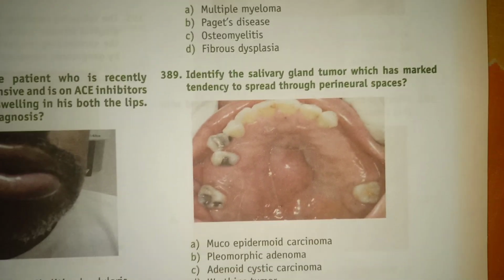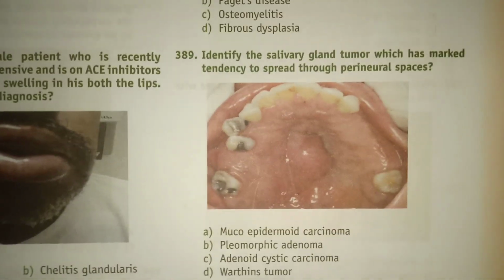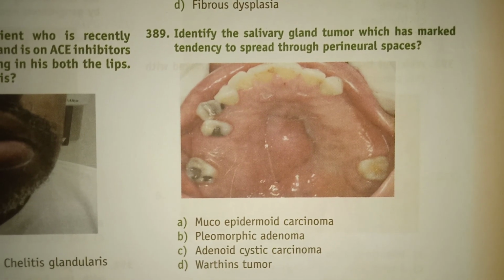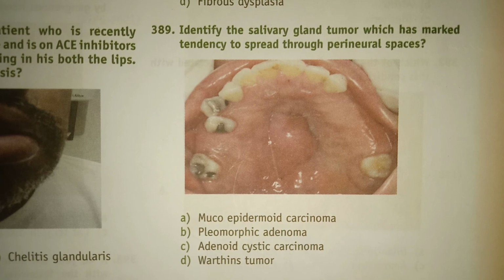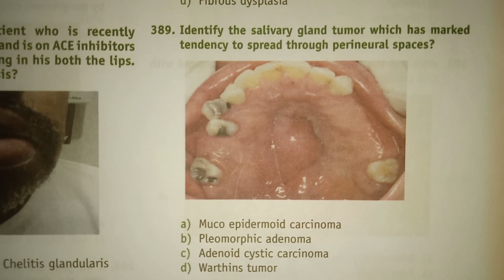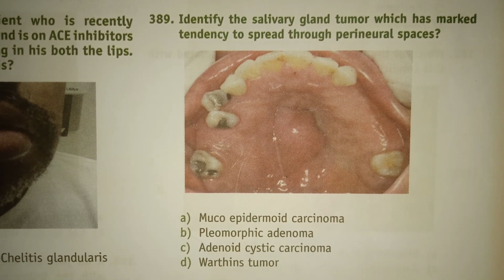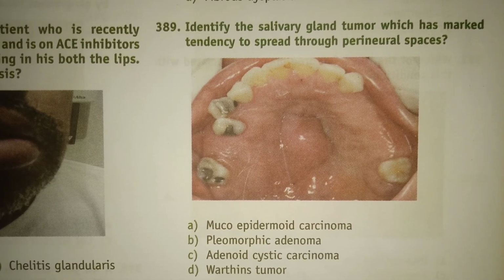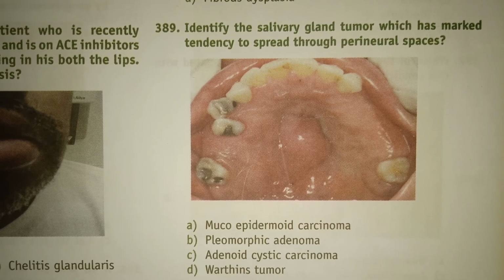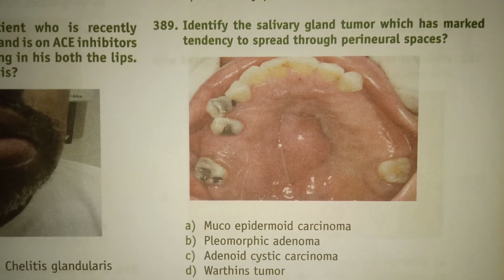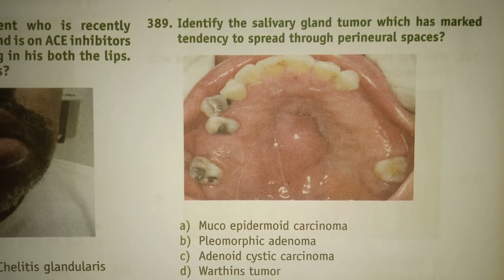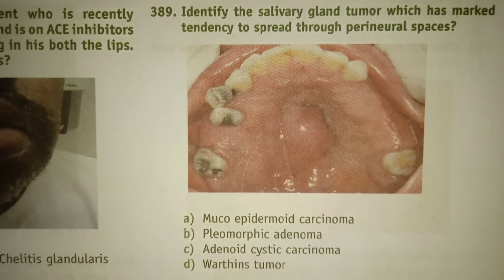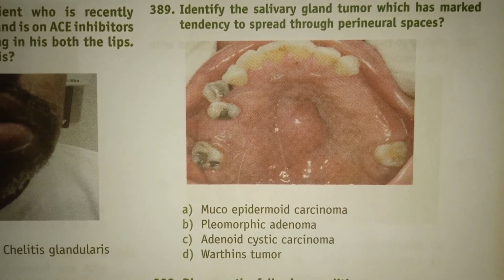So next question. Identify the salivary gland tumor which has a marked tendency to spread through perineural spaces. So here the key term is that it spreads through perineural spaces. Options are mucoepidermoid carcinoma, pleomorphic adenoma, adenoid cystic carcinoma, and Warthin's tumor. The answer is adenoid cystic carcinoma.